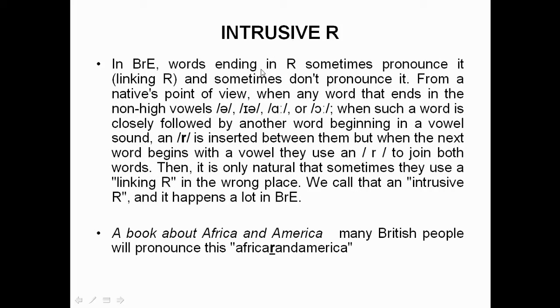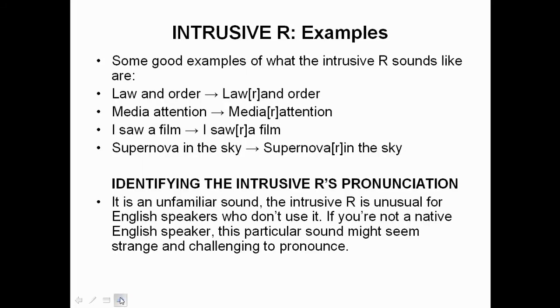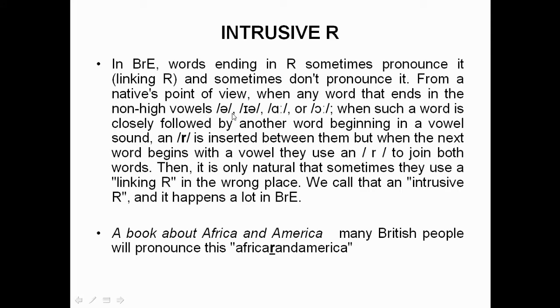In British English, what happens is that words ending in R sometimes pronounce it as linking, and sometimes they don't. So from a native's point of view, any word that ends in schwa, or ear, or a, or o, for example, see the word law, it is ending in an o sound, media ending in a schwa sound. Fine, these examples we are talking about: if any word ends in one of these non-high vowels, and such a word is closely followed by another word beginning with a vowel sound.